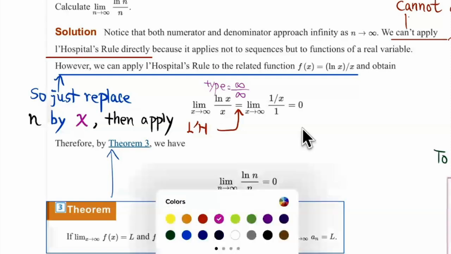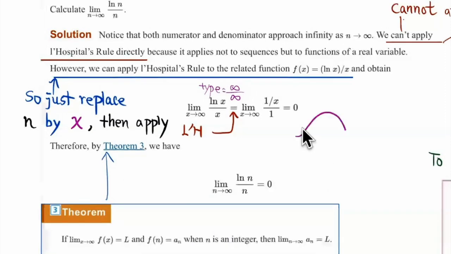Remember last time we talked about the function, right? The function goes like this, approaching L, and the sequence will be the function values at those special points. So if the function goes to L, then the sequence also goes to L. For this kind of problem, you just replace the n by x and apply L'Hopital. If you get a number, then the sequence will also approach that number.